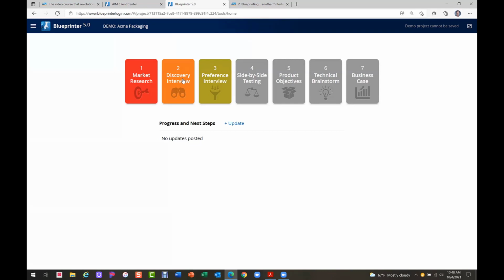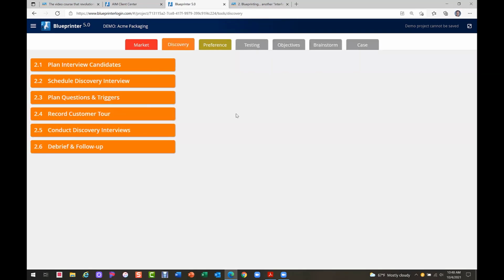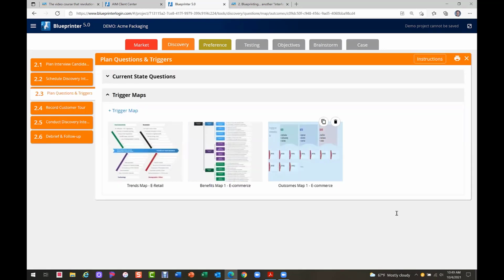The last one, I'll be quicker about this one. There's also a customer journey that you can do using the trigger maps. So I love this one here.